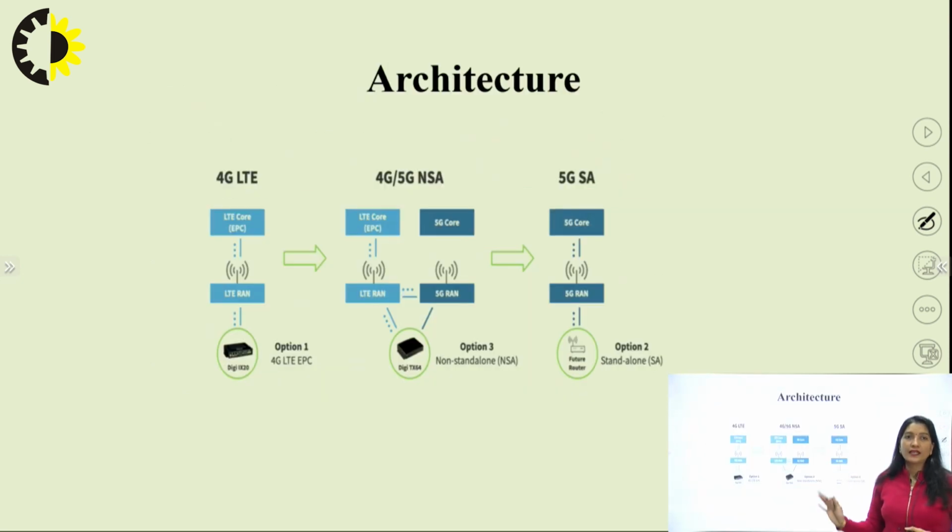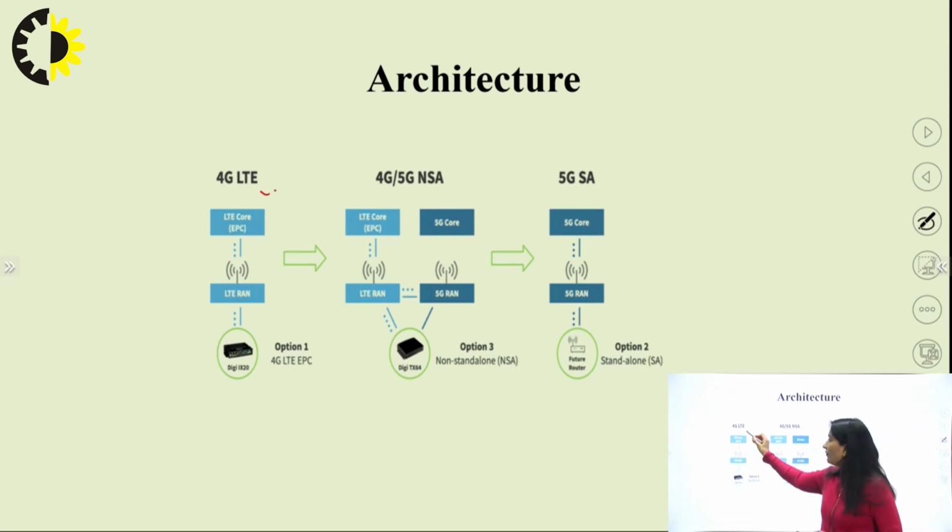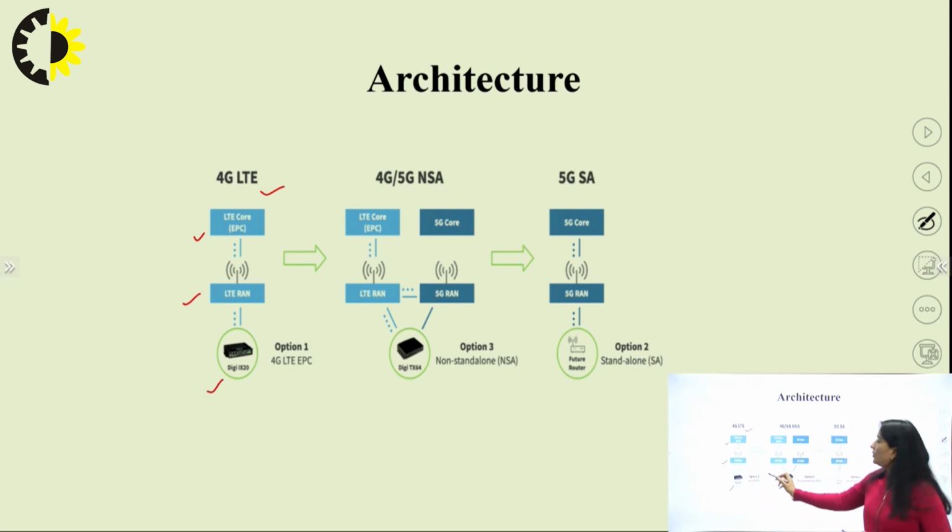So this is the architecture of 4G LTE, then 5G NSA, and then 5G SA. Starting from fourth generation LTE, LTE stands for long-term evolution. Here we have the LTE core network, then the LTE RAN, and this is the user equipment. So this was for the fourth generation LTE.